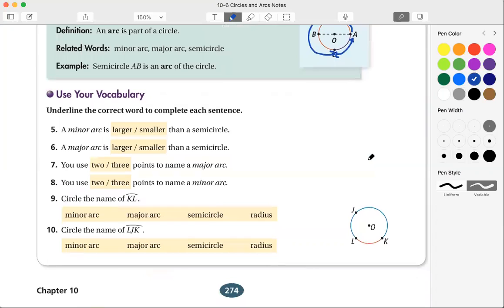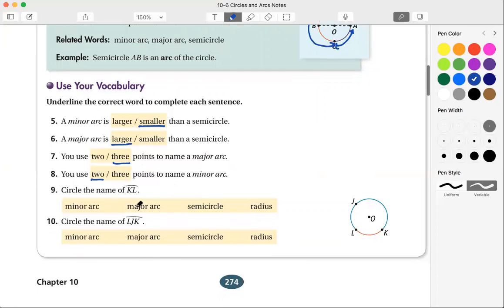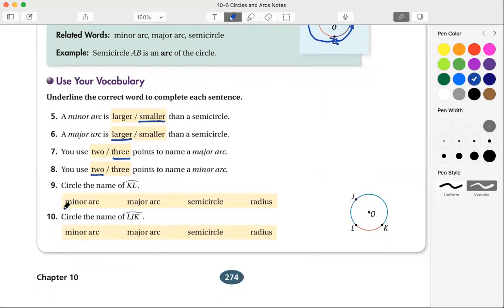All right, so a minor arc is smaller than a semicircle. A major arc is larger than a semicircle. We can use 3 points to name a major arc. We use 2 points to name a minor arc. Circle the name of arc KL. It is a minor arc. Arc LJK is a major arc.